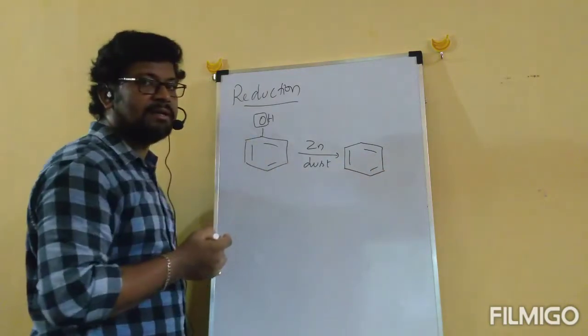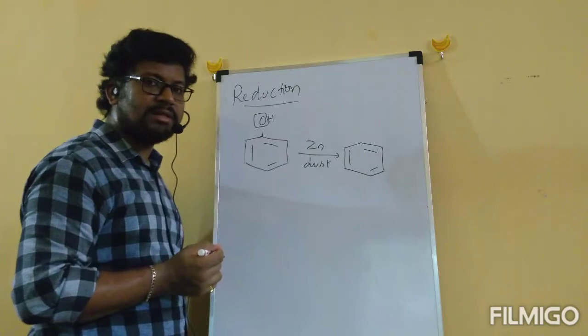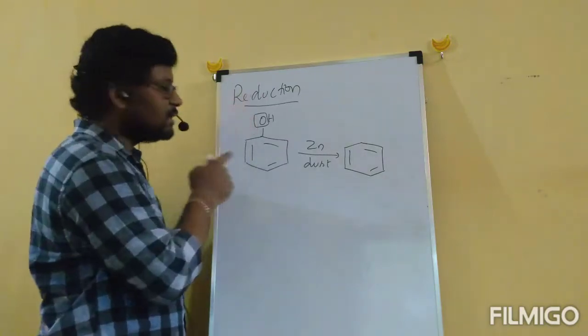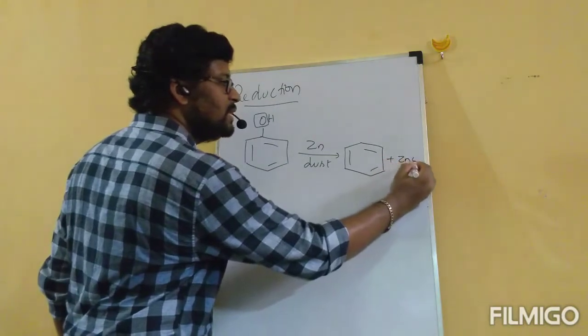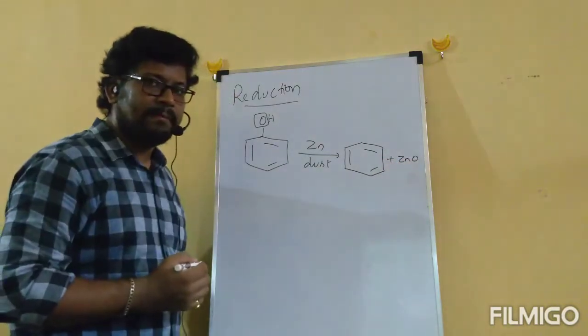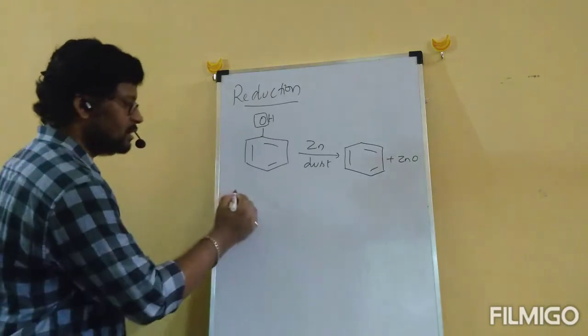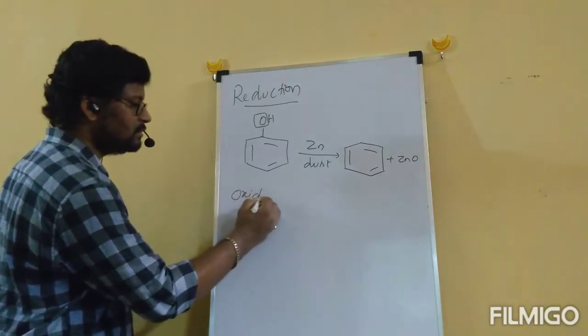Removal of oxygen is also called reduction. And phenol will undergo reduction with zinc dust. We will get benzene plus ZnO. Next reaction is oxidation.